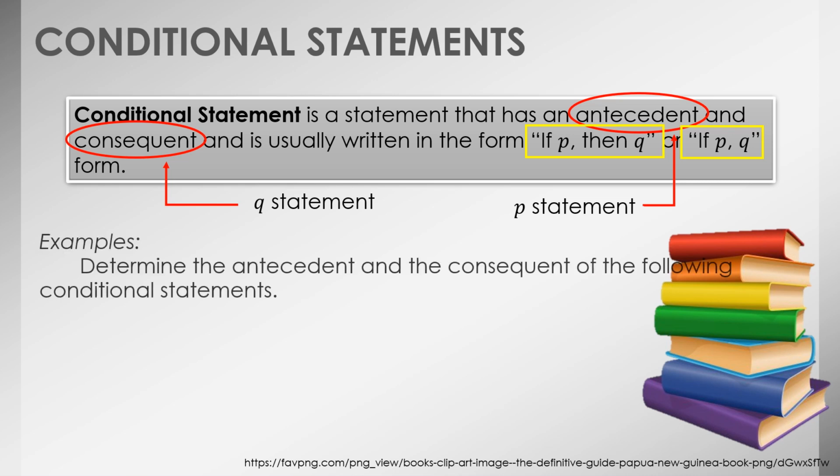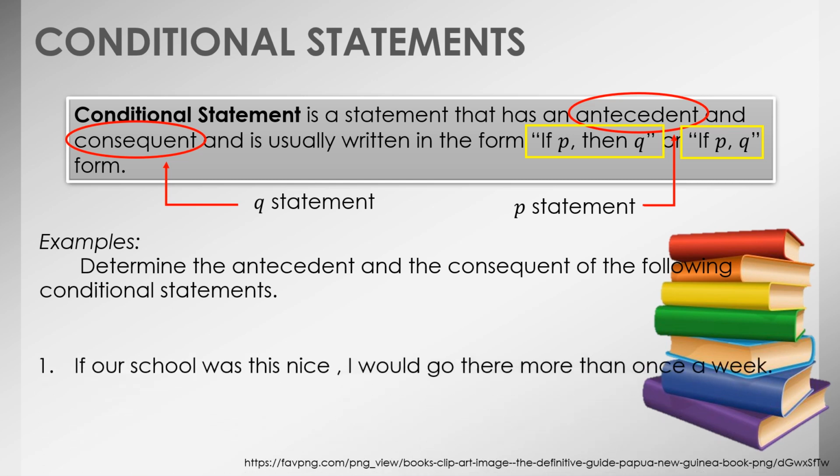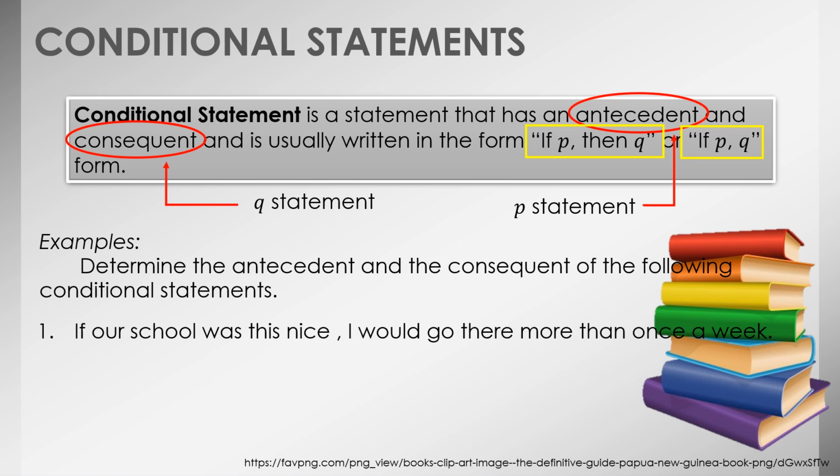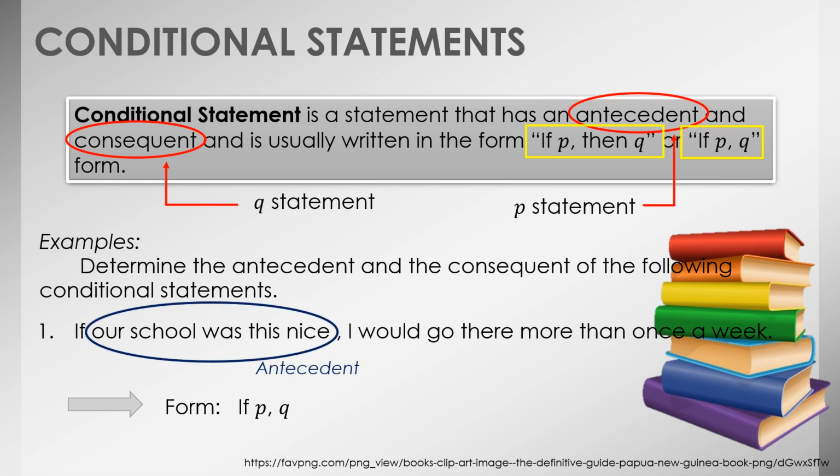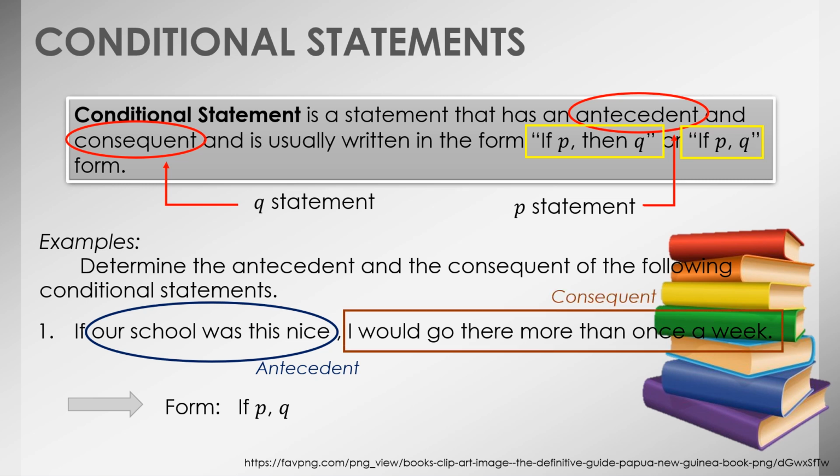Now, for illustration and clearer elaboration, we have this example. For this example, we are to determine the antecedent and consequent of the following given conditional statements. Statement number 1 is given by this. To easily identify the antecedent and consequent of the given statement, let us determine first the structure of the statement. Observe that the given statement is of this form. Hence, since our antecedent is represented by the P statement, we have this. On the other hand, since the Q statement represents the consequent, we have this.